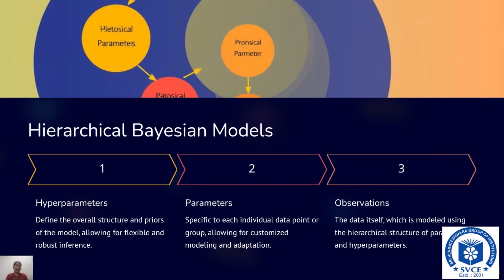Next one is hierarchical Bayesian models. First one is hyperparameters. We define the overall structure and priors of the model, allowing for flexible and robust inference. Second one is parameters, specific to each individual data point or group, allowing for customized modeling and adaptation. Third one is observations. The data itself has some structure and depends on the hyperparameters.